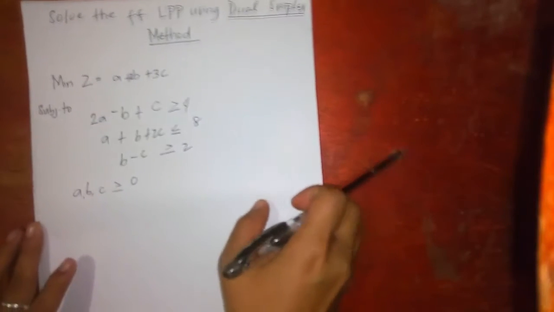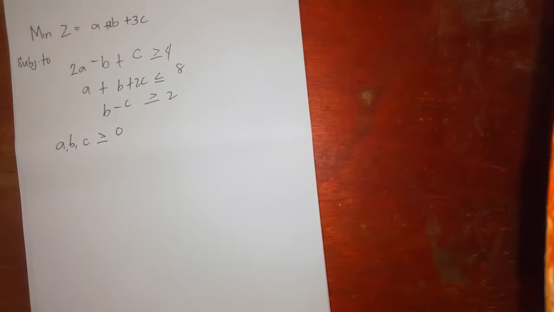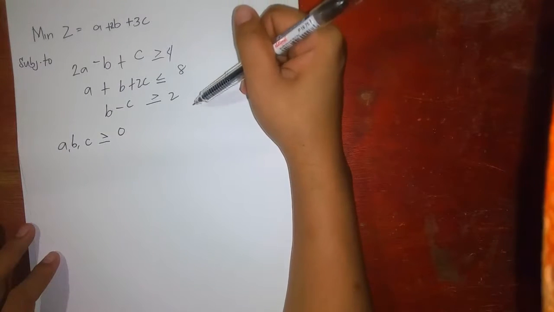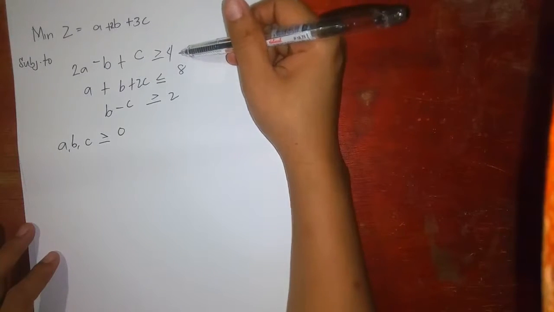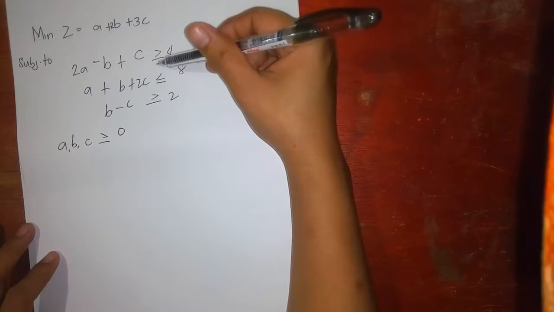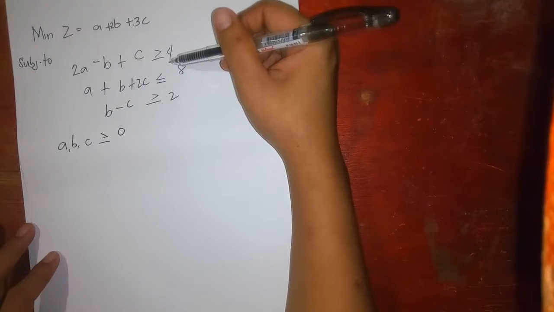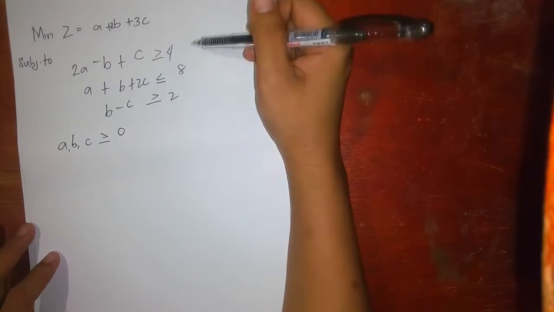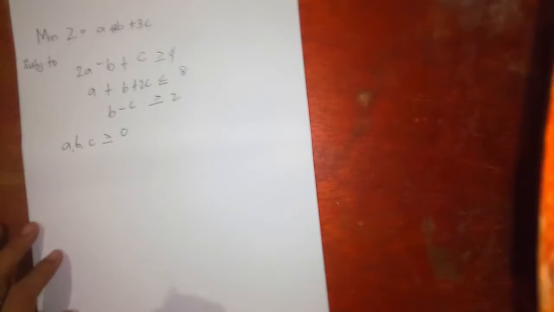So first, step 1, we need to convert the constraints 1 and 3. Why? It's because they are greater than or equal to. We will convert them into less than or equal to by multiplying by negative 1. So let's do it.